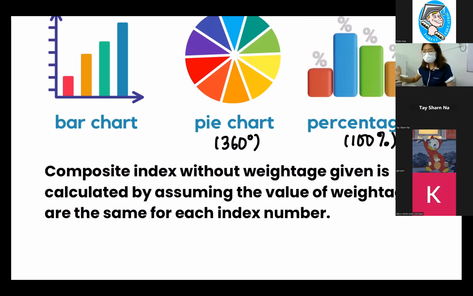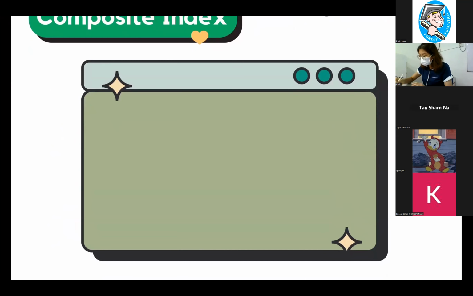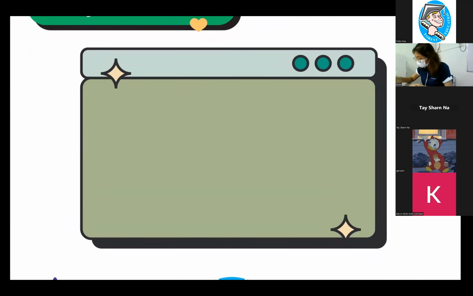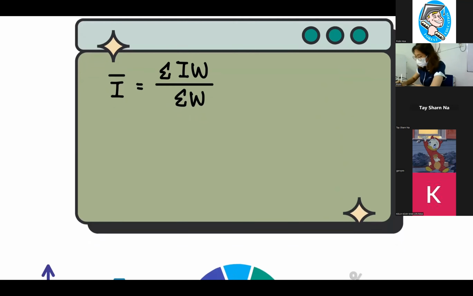Okay, 当你真正的 apply 进去你的 application, if you want to further yourself in economy field, then this is an important chapter. 回去我的 formula, composite index, 它的那个 symbol 是 I bar. 要有一个横啊。Equals to summation of IW over summation of W. 再一次 summation means the total.